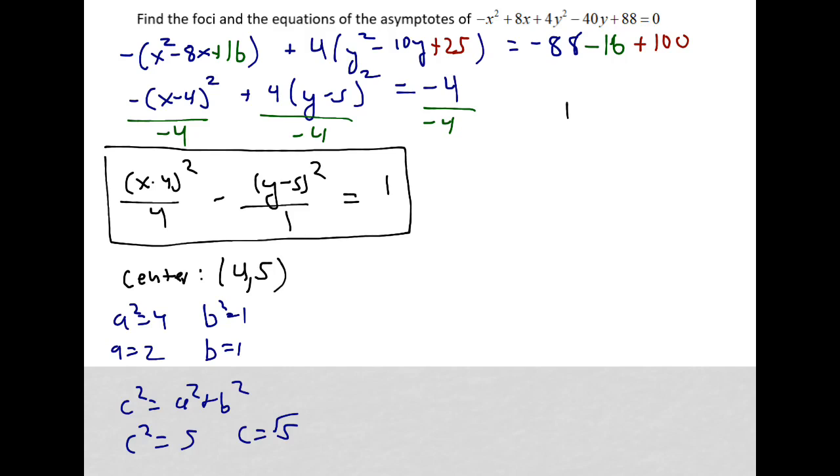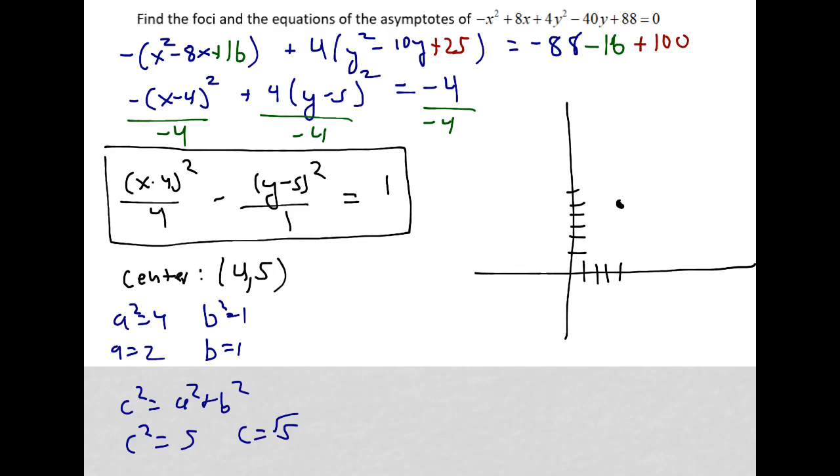So the way that I'm going to draw this graph then is I'm going to try to focus just on quadrant 1 here, okay? So we want to go 4 units to the right. We want to go 5 units up. Okay? So the center is here now.